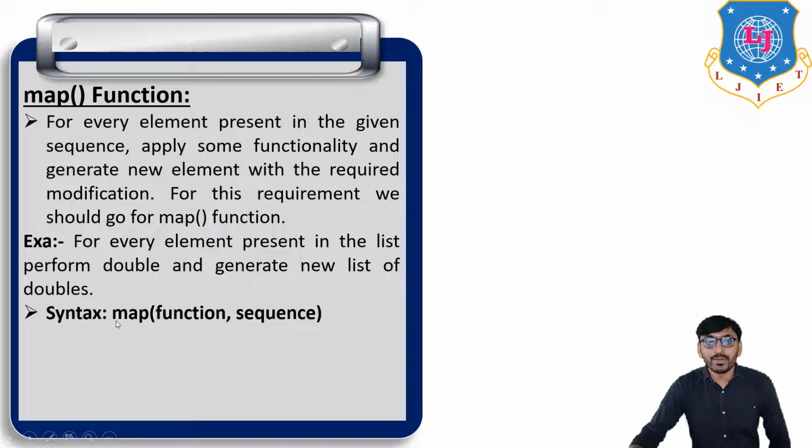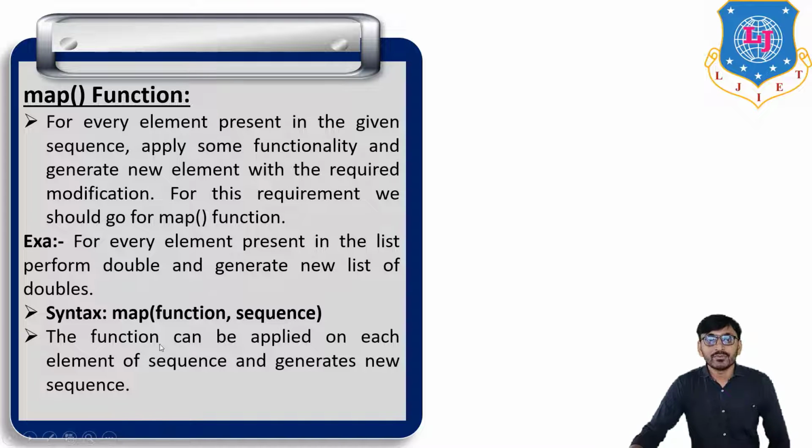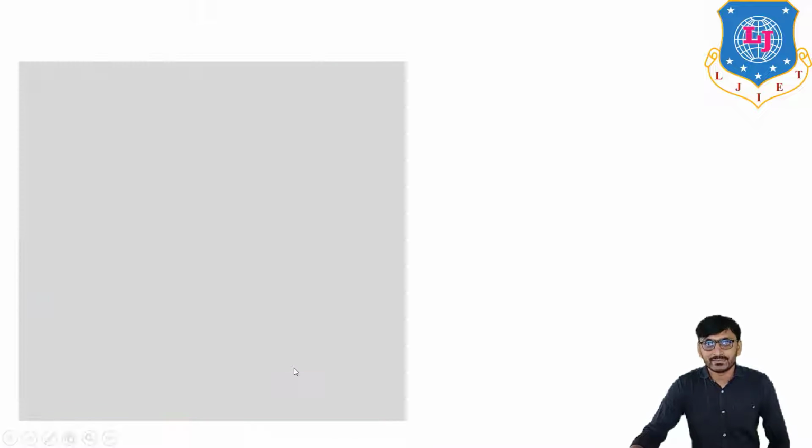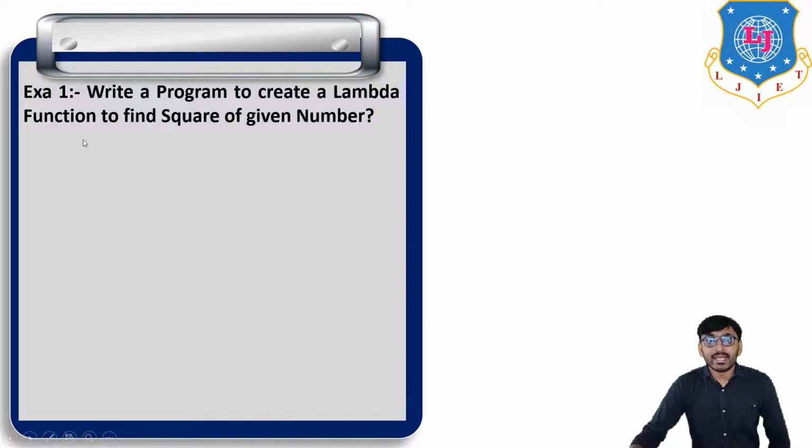Now the syntax of the map function is map, then in the parentheses function and sequence. The function is applied on each element of the sequence and generates a new sequence. Now example number 1 of the map function. Write a program to create a lambda function to find the square of a given number. Okay, there is a lambda function and we have to find out the square of a given number.